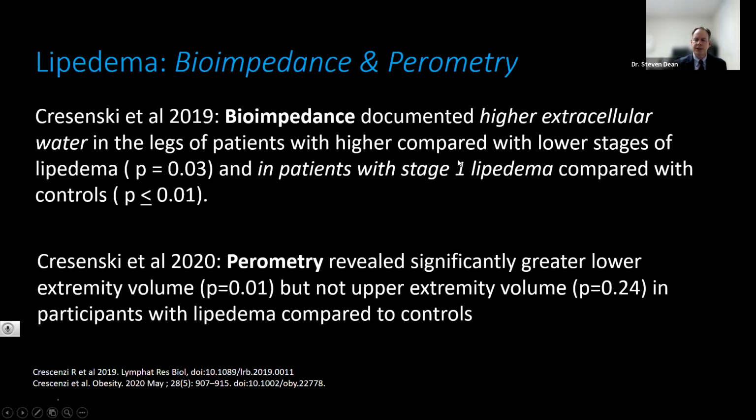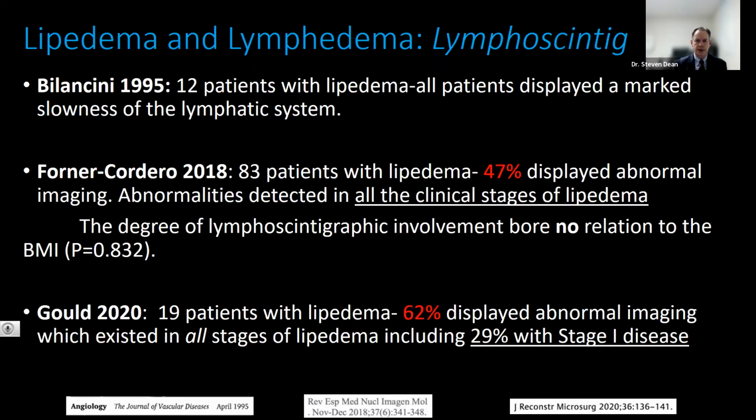So stage 1, why is that significant? Well, stage 1 lipedema patients are typically not your morbidly or grossly obese patients. A lot of these are relatively normal body weight, yet they still have higher extracellular fluid volume. And then here was a follow-up 2020 study utilizing spirometry, which also revealed significantly greater lower extremity volume in patients with lipedema when compared to weight-matched controls. So here we have functional evidence that patients with lipedema do indeed retain extra fluid.